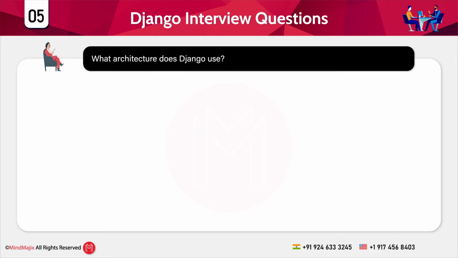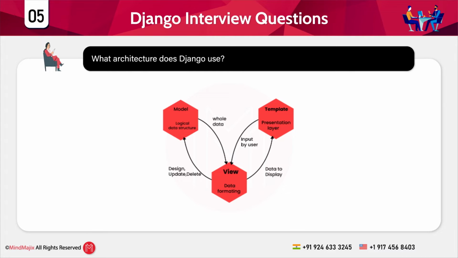The next question is, what architecture does Django use? As you can see on the screen, this is the diagram that you must understand before answering this question. Django follows a model template view architecture, or the MTV architecture. There are 3 parts to it. The first part is the model. The model is the logical data structure behind the entire application and is signified by a database. Then you have the template, which deals with the presentation of the data. And finally, you also have the view. It is a user interface. What you see when you visit a website is called a user interface, which is represented by HTML, CSS, and JavaScript files.